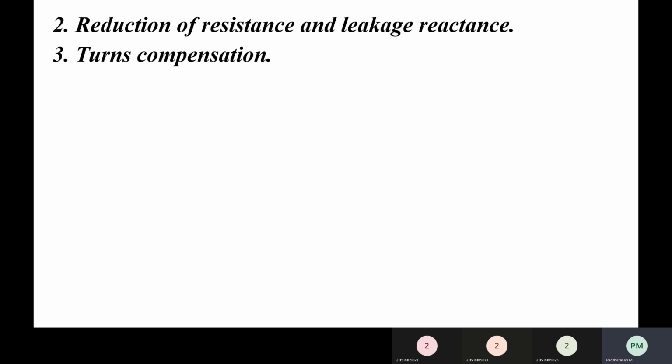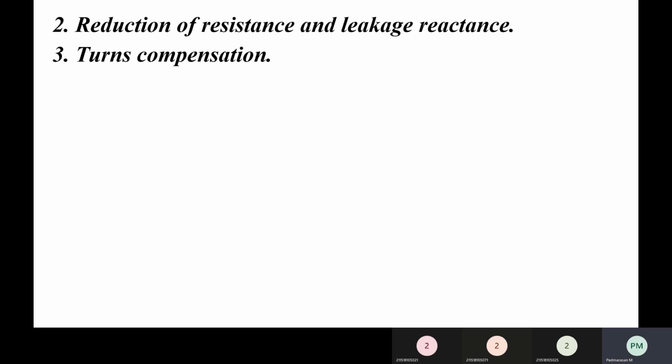And the second method is reduction of resistance and leakage reactance. The errors depend on the voltage drops, which in turn depend on the values of resistance and leakage reactance. So the resistance can be reduced by using thick conductors, that is large cross section conductors, and using the smallest length of mean turn. This is the first method.